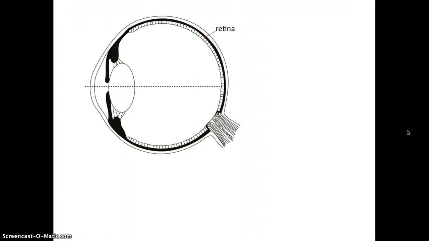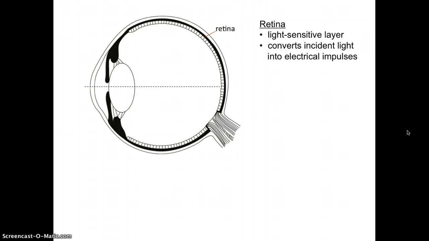So the first thing to look at is this special back wall called the retina. This is where the magic happens. The retina is a light-sensitive layer, and what we mean is it takes the incident light and converts it into electrical impulses that the brain then processes. The way this happens is through things that are called rods and cones.